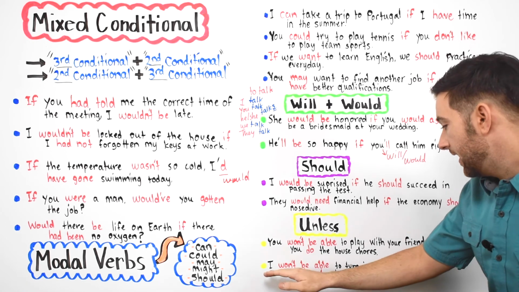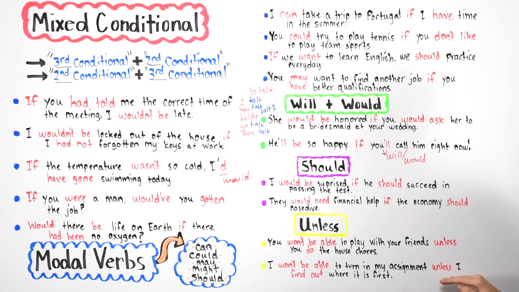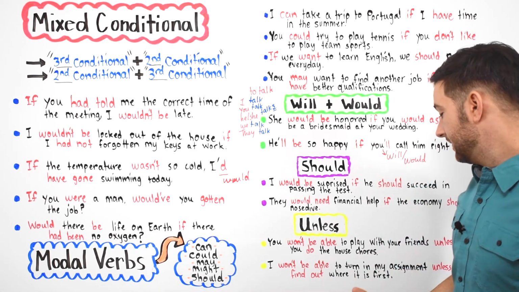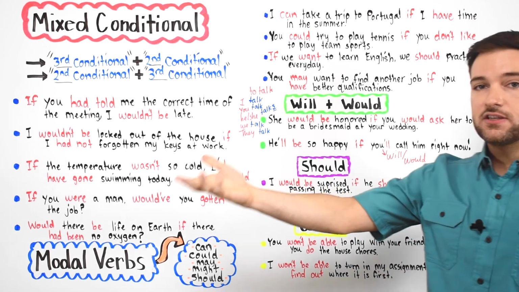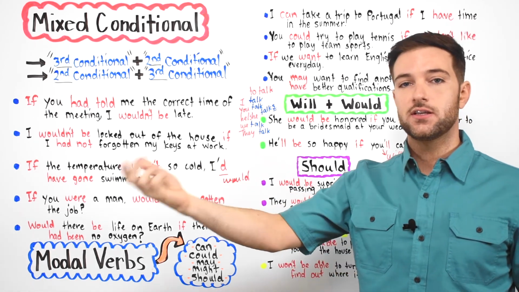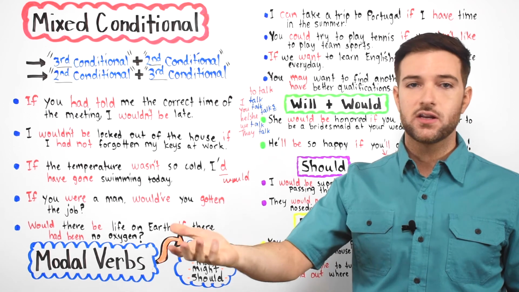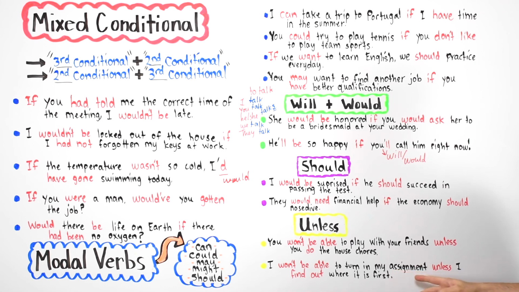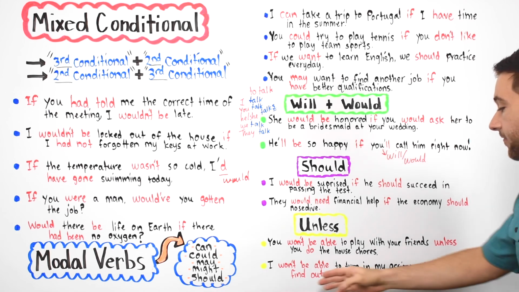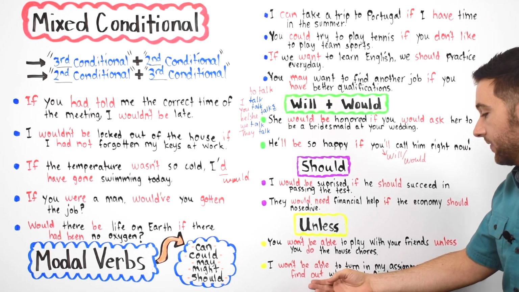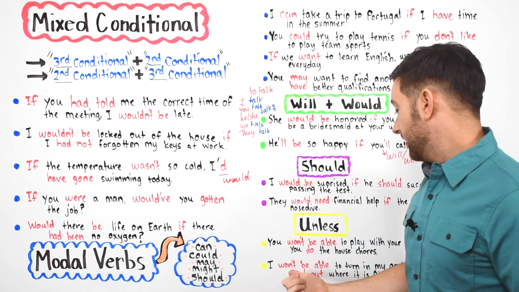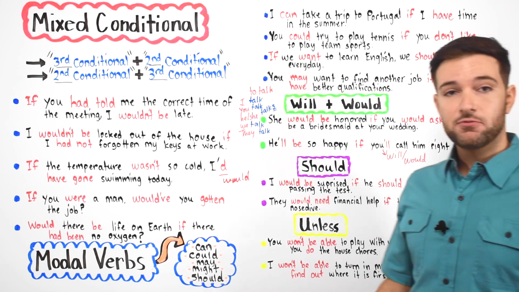And finally, I won't be able to turn in my assignment unless I find out where it is first. So you lost your assignment, you don't know where your homework is, and you won't be able to turn it in, to give it to the teacher, to hand it in, to turn it in, to give it to somebody in authority. Okay, to turn in. My assignment, okay, which is your homework, my homework, unless on the condition that I find out, I discover where it is first. Okay, where is the assignment? I don't know, but I won't be able to turn it in unless I find out where it is.